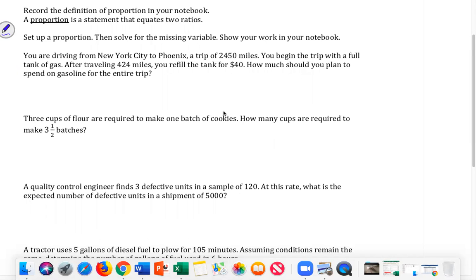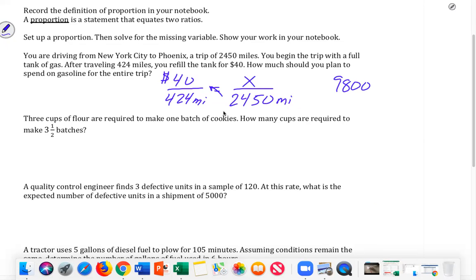Well, a couple different ways to do this. All right, let's set up a proportion. So we got, for $40, we get 424 miles. I want to know how much will it cost me for 2,450 miles. Notice I put dollars on top and miles on bottom. So now I'm going to do a cross multiplication. So I'm going to do 2,450 times 40. That's going to be 98,000, and that's going to equal 424x. So I divide by 424, and I get, it's going to approximately cost me $231.13.